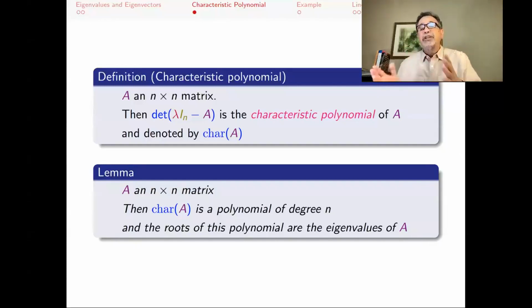And there won't be any other term that will be able to cancel that out. So you will get a polynomial of degree n in lambda. You're not going to get anything else. You're not going to get tangent of lambda or 1 over lambda anywhere.